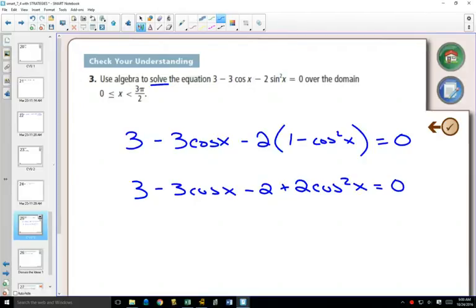what kind of equation do we have now? A quadratic. How do we solve a quadratic? Make one side equal to 0, which it is already. I might take the time now just to rewrite it so it looks how we always write our quadratics. Cos squared first, minus 3 cos x. And with the numbers, 3 minus 2 is 1.